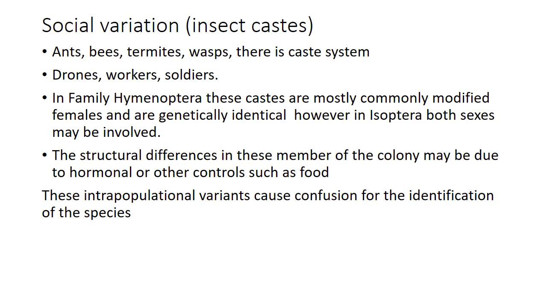In the Hymenoptera, these castes are most commonly modified females and are genetically identical. But in the Isoptera, to which termites belong, both sexes may be involved. The structural types observed may result from different larval food, or that may be due to hormonal or other controls. Obviously, taxonomic names should not be applied to these intracolonial variants, but invalid species have sometimes been described because it was not realized that there were different types of soldiers or workers in the same colony.